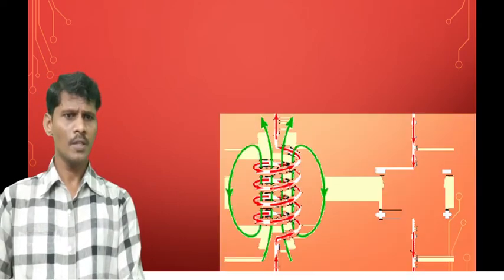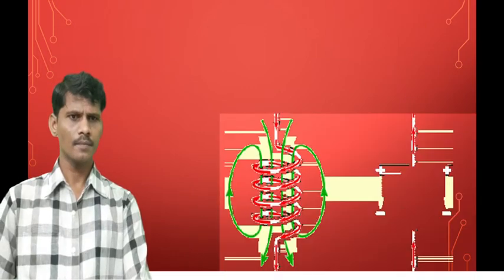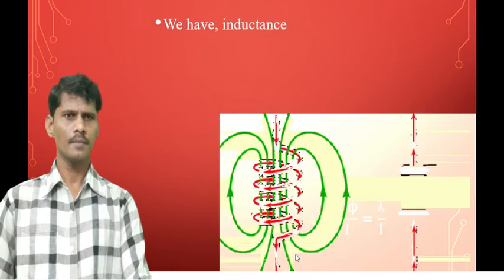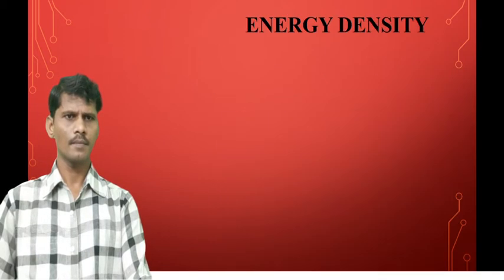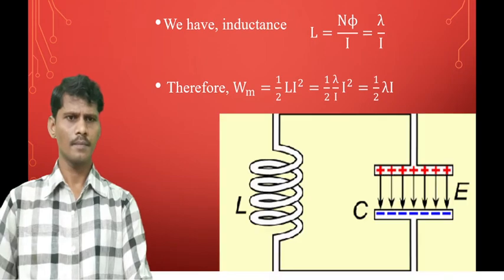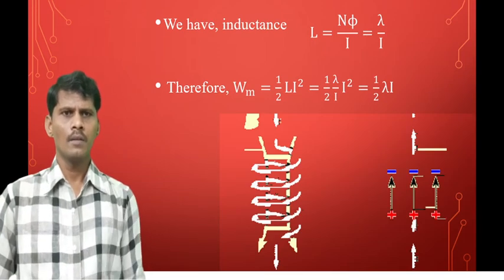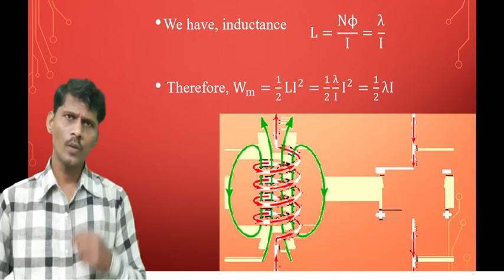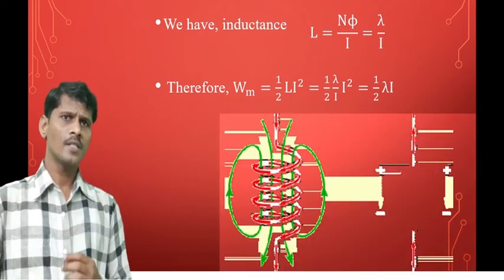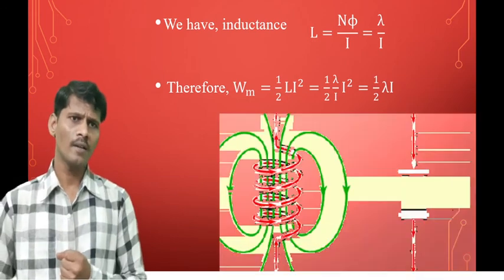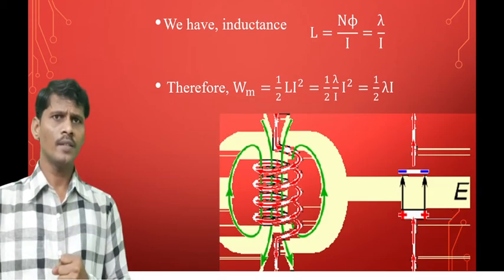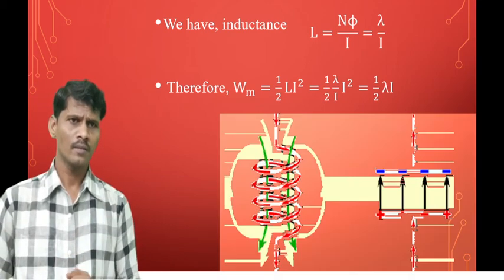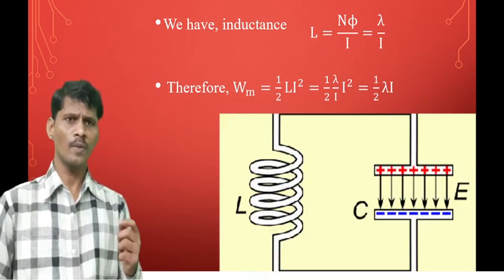See the animation. Inductance L is equal to N phi by I, that is equal to lambda by I. N phi is the total flux linkage of the coil, and the magnetic energy stored in the magnetostatic field is half L I square, with different relations of lambda and I.